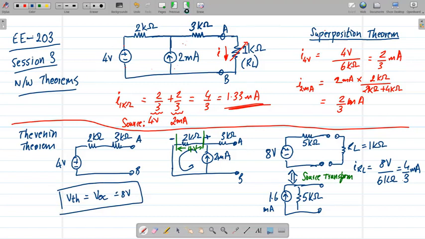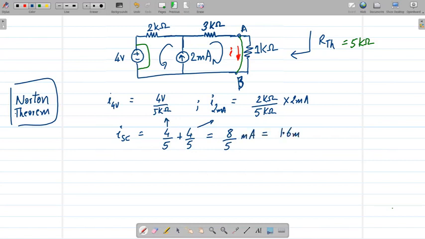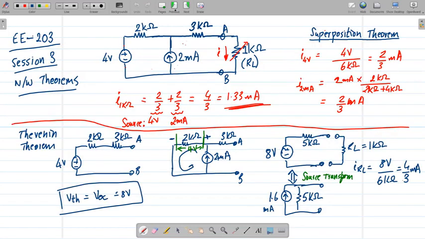And in the next case, we are finding the short circuit current. That's the Norton current, and that's equal to 4 by 5 plus 4 by 5. One 4 by 5 is due to this, one 4 by 5 is due to this. That's 8 by 5 milliamps. That we said was 1.6 milliamps. Where is that? 1.6 milliamps. So this is the Norton current source.